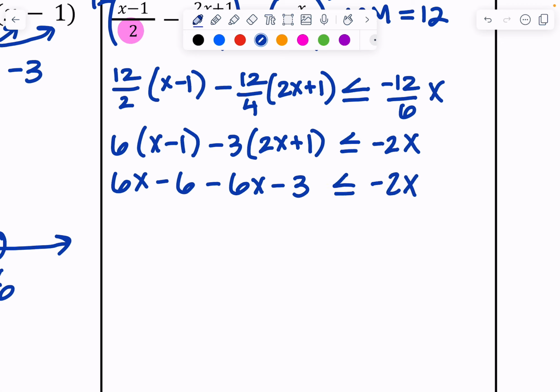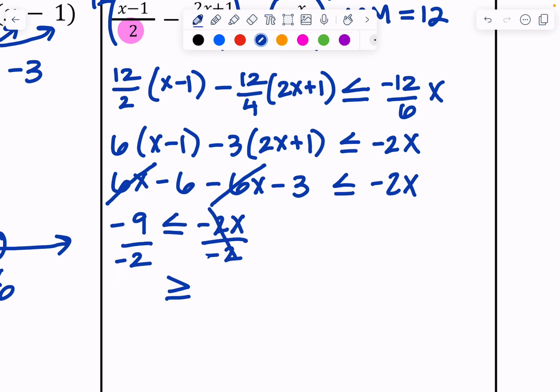We're going to combine like terms, and notice here 6x minus 6x goes to 0, so we're left with negative 9 is less than or equal to negative 2x. We're going to divide by negative 2. Because we divided by a negative, that flips our inequality, and 9 over 2 is greater than or equal to x, or you could do 4.5.